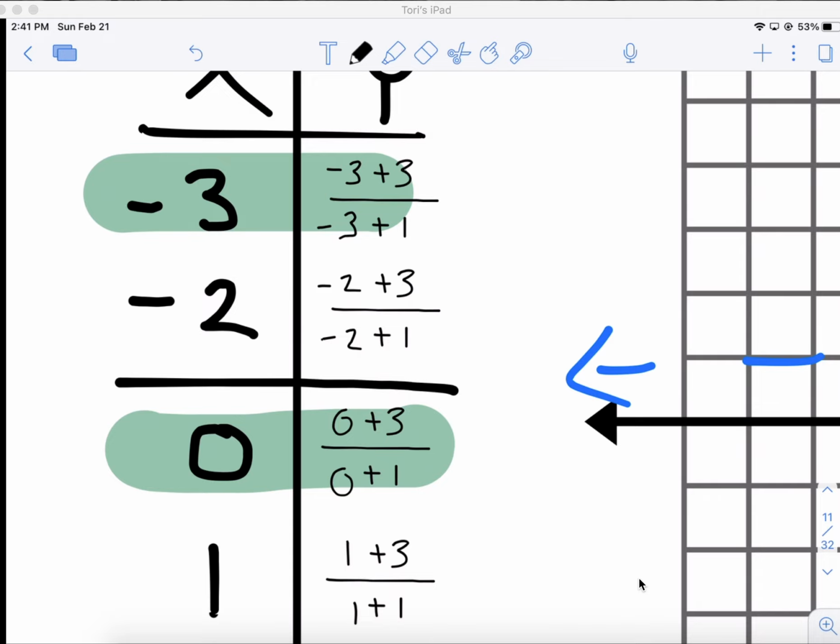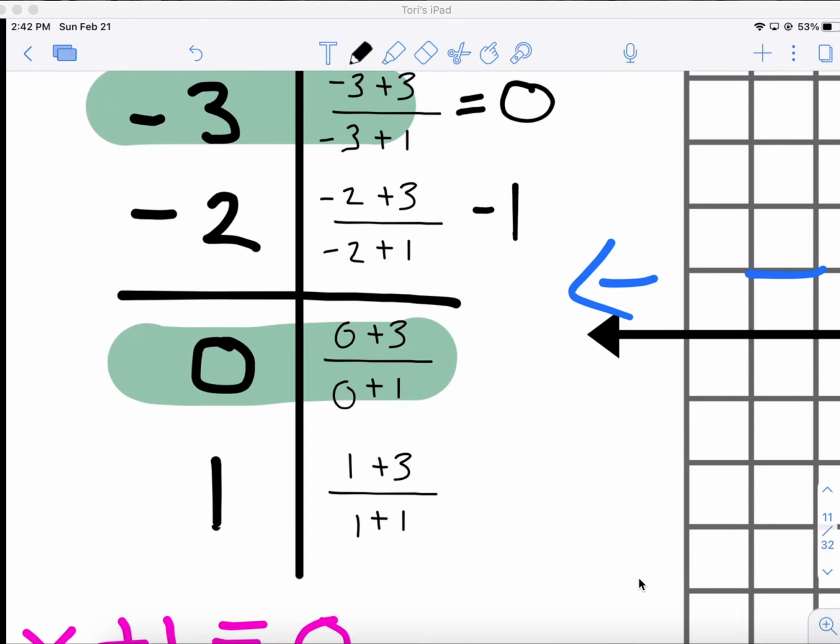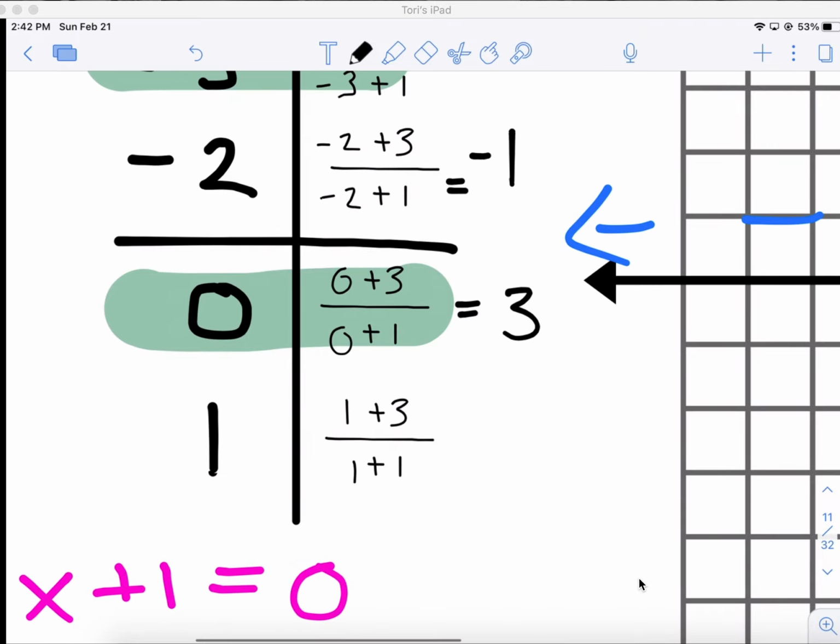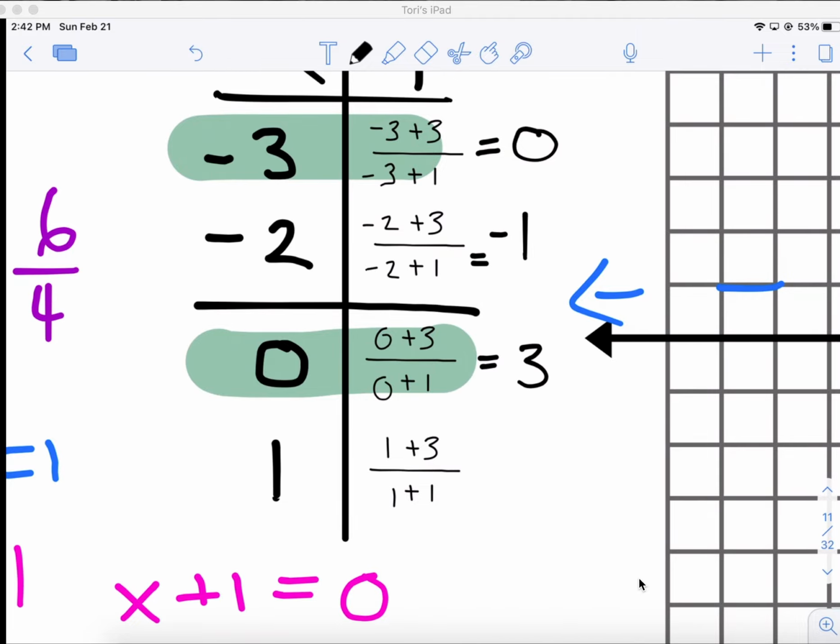So let's look at this. Negative 3 plus 3 is 0. Doesn't even matter what's on the bottom. That's going to be 0. That right there is my x-intercept, actually. So look at the next one. Negative 2 plus 3 is a 1 over a negative 1 gives me negative 1. 0 plus 3 is 3 over 1 gives me 3. That happens to be my y-intercept. And finally, 1 plus 3 is 4 over 1 plus 1 is 2. So 4 over 2 gives me 2.